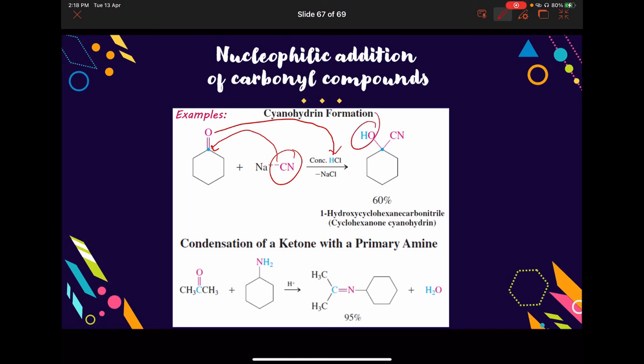And then if you can see the second reaction, when the propanone reacts with the primary amine, it will give a different compound where the primary amine will attack the C=O. So which means the C=O will change into water, and then this part will change into the C=N here.